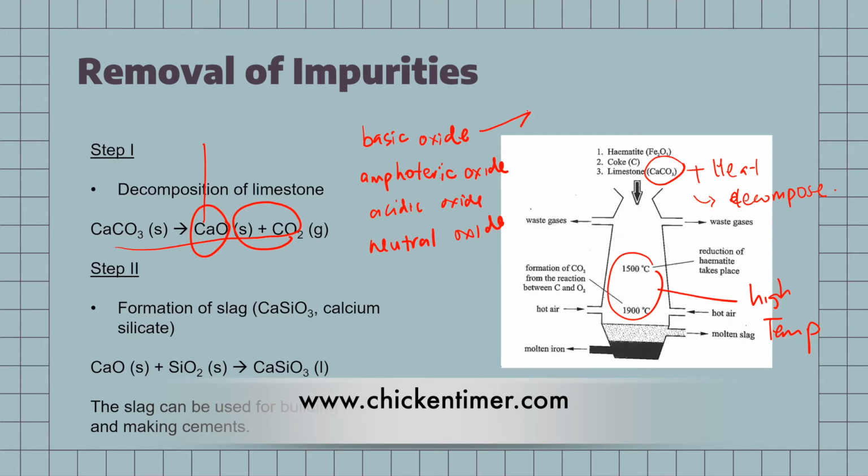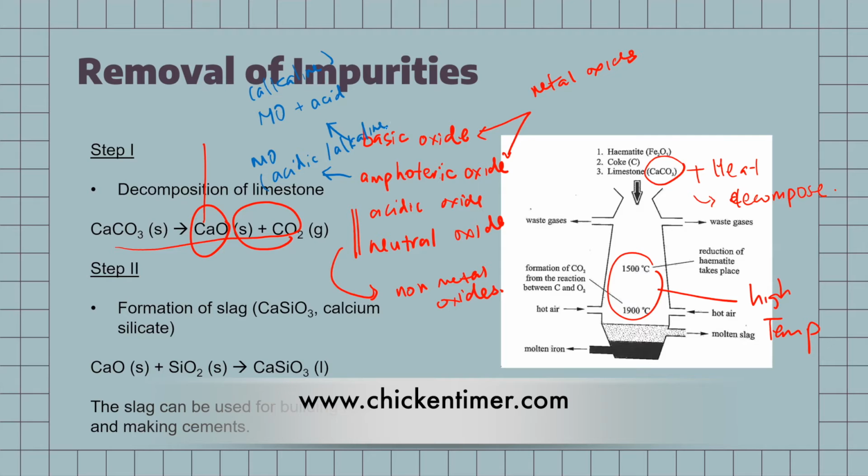So these two are metal oxides. These two are non-metal oxides. So you know your answer is not correct already. It's a basic oxide. Basic oxide means it's a metal oxide that reacts with acid. It has alkaline properties. Amphoteric oxide is a metal oxide that has both acidic and alkaline properties. So that means it reacts with acid and it reacts with bases.